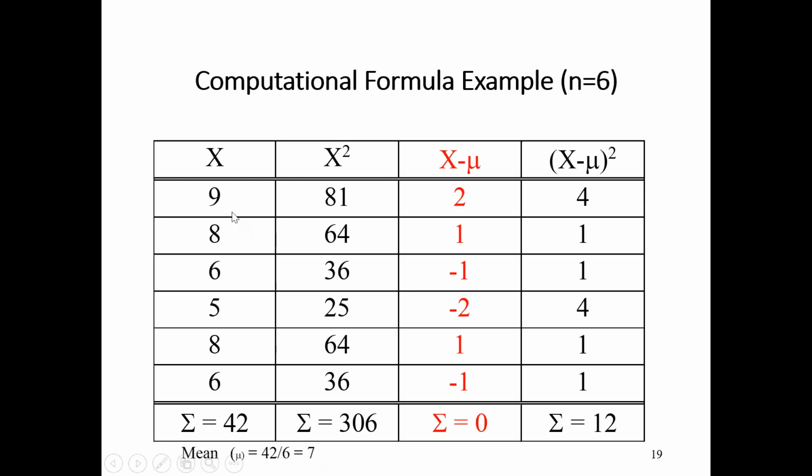Now, how much is each value different from the mean? For the first value, it is 9 minus 7, which is 2. Then 8 minus 7. For 6 minus 7 it shows the negative sign, so it becomes minus 1. 5 minus 7 is minus 2. Then 8 minus 7 is 1, like that.